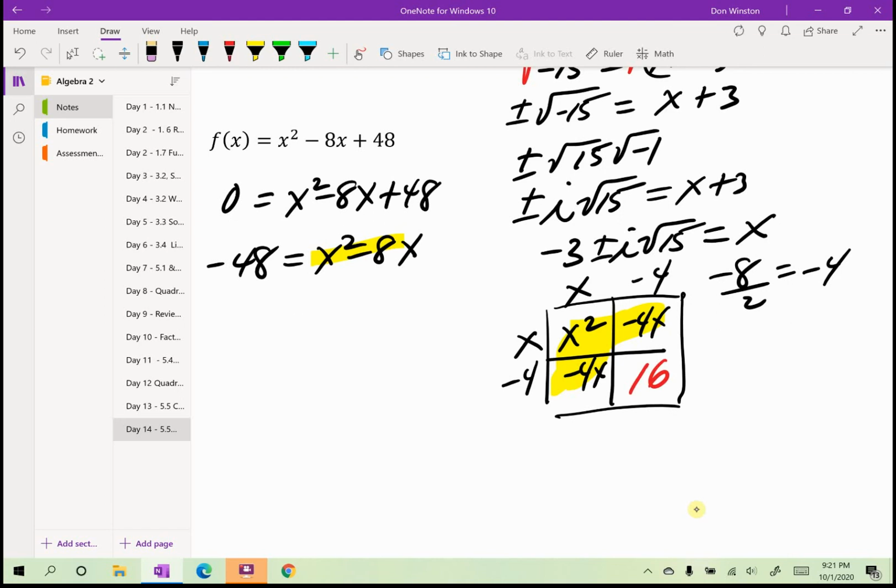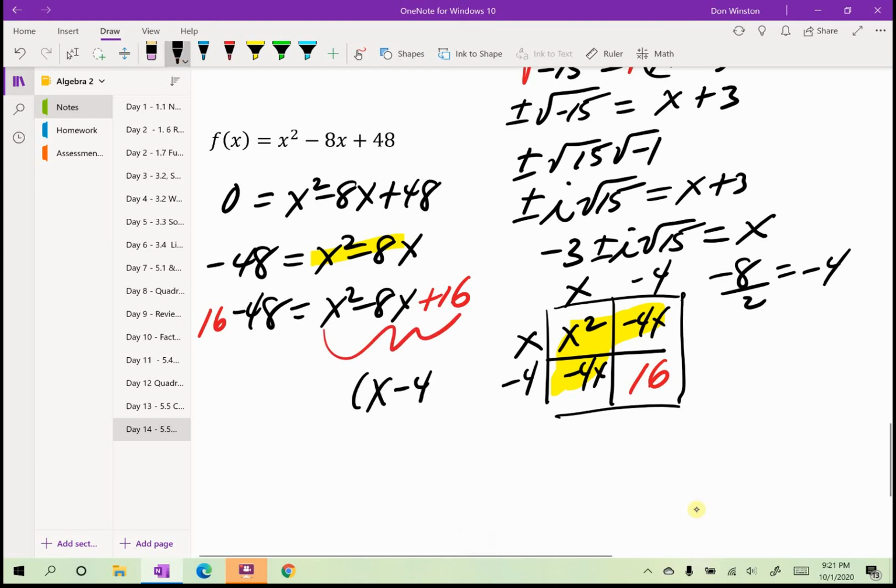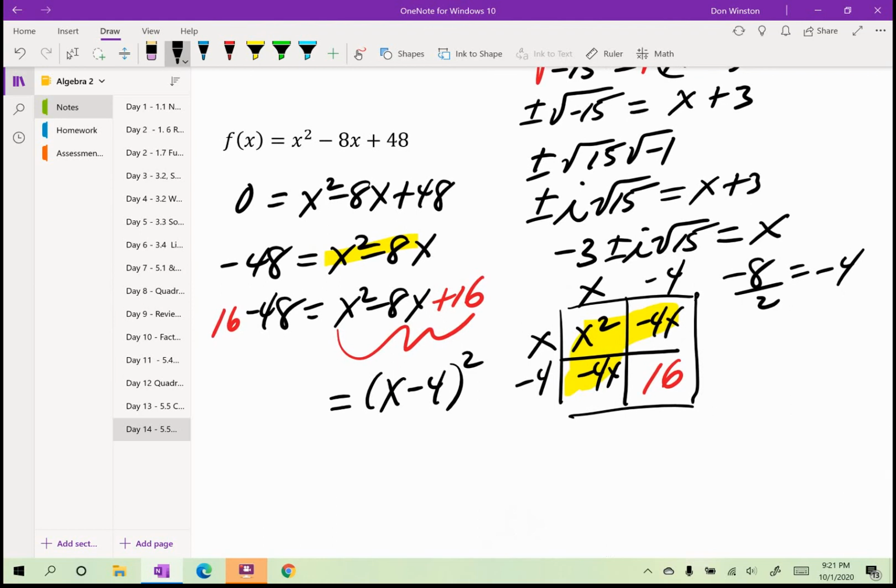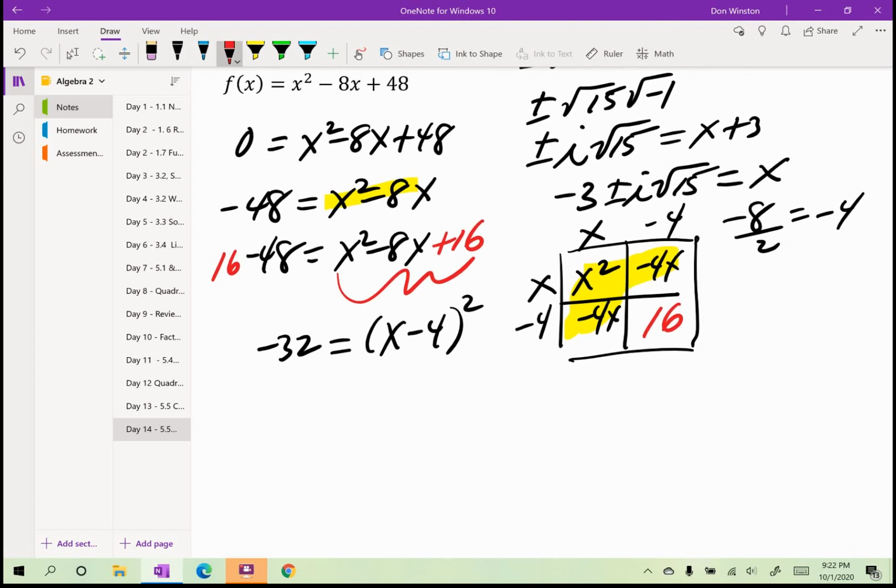And so that's what we'll add to both sides. So we'll have 16 minus 48 equals x squared minus 8x. We added 16, so plus 16. But that's just x minus 4 squared. And let's see here, so that would be negative 32, right? 16 minus 48 is negative 32. There we go. And then we take the square root of both sides. And then you get plus or minus the square root of negative 32 equals x minus 4.